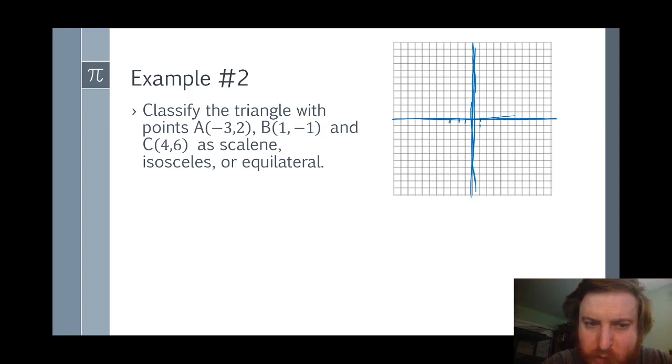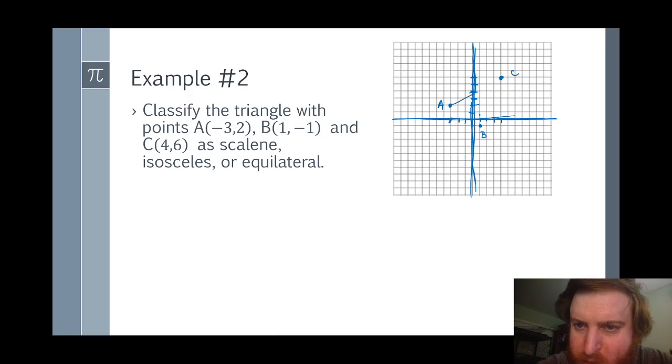So there's -3 and then up 2. So we're going to call this point A. I'm going to just put an A next to it. Then +1 and -1. I'm going to put a B there. And then +4. And then +6. Put a C up here.